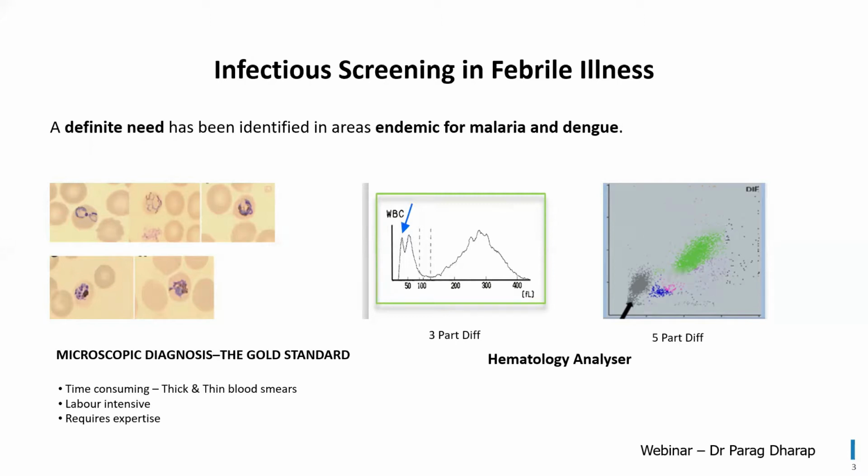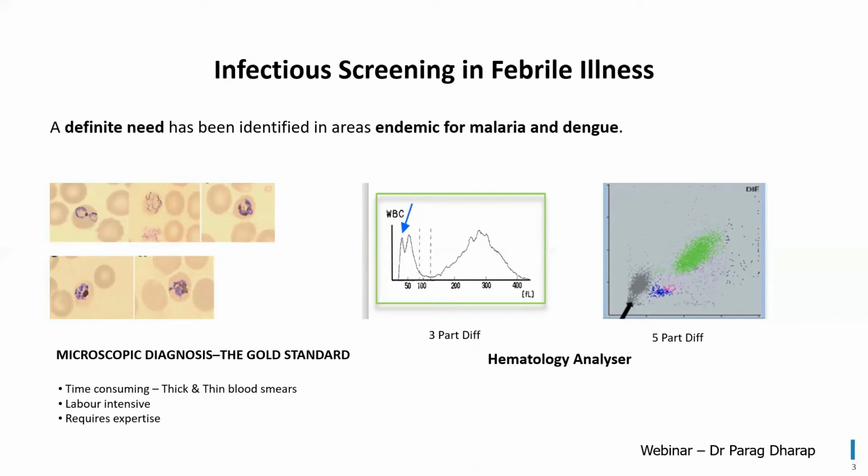Analyzer generated results and graphs such as shown over here, a histogram of WBC from 3-part differential and WBC matrix on 5-part differential cell counter, do display certain abnormal peaks and abnormal scatter events as indicated by arrows in this particular slide, especially in significant infections by Vivax malaria. But no such abnormality specifically for dengue has been reported yet.